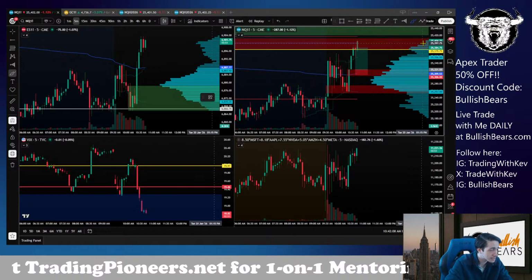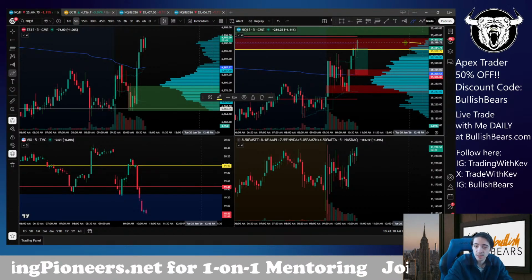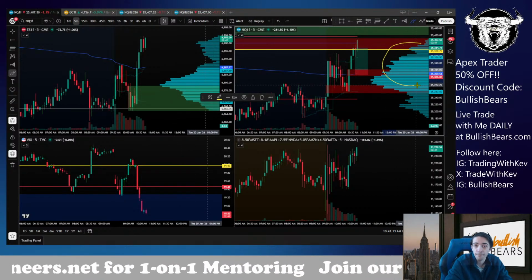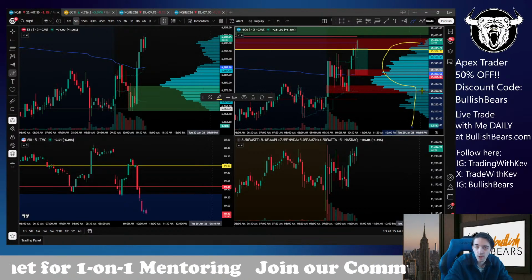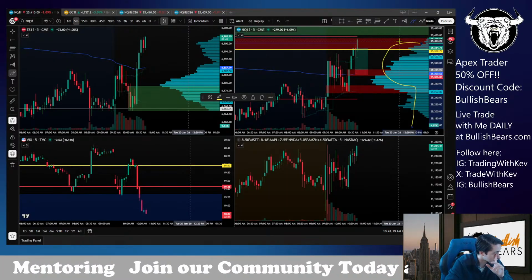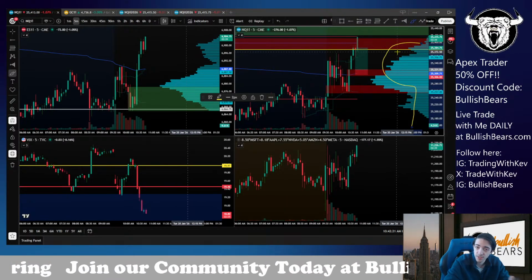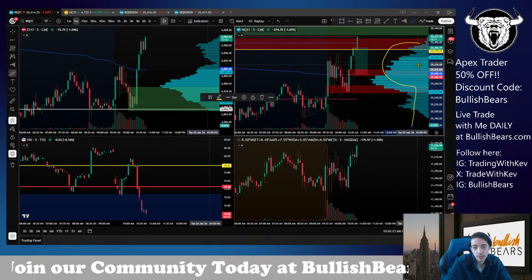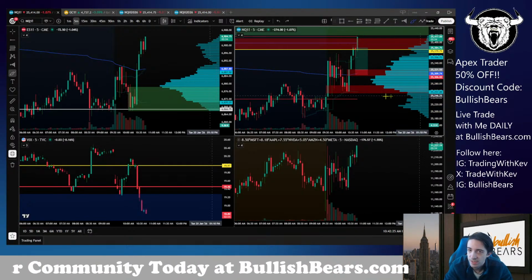What we like to see, if it's a trend, is a P shape or a B shape, where it's lower volume to the downside and heavier volume to the upside. That shows us price and volume is being accepted at higher levels. Not getting that right now, we're still getting range.